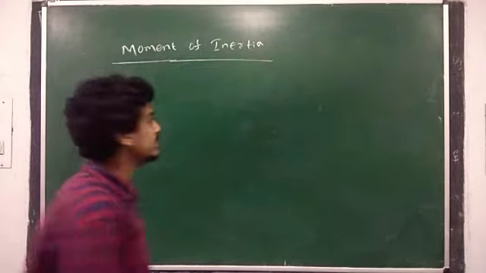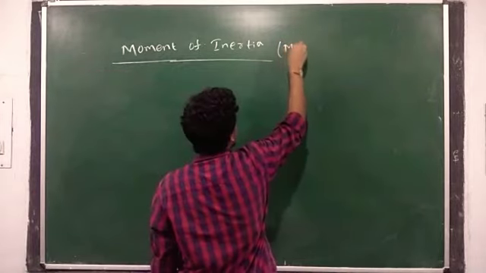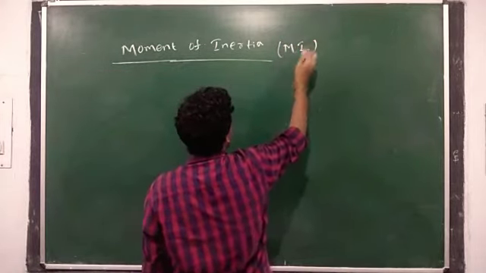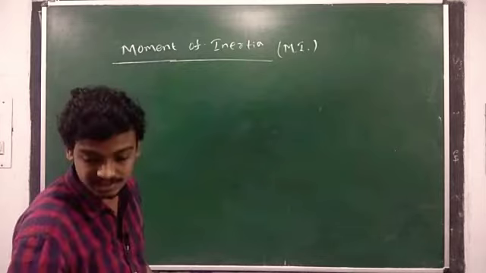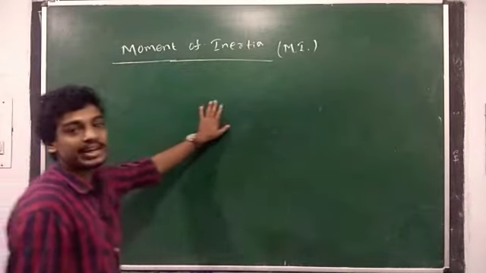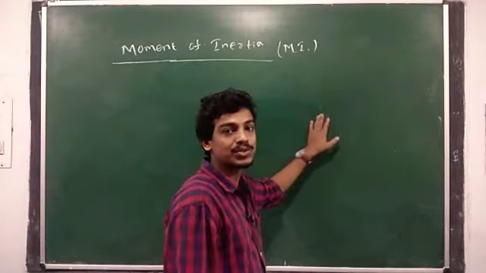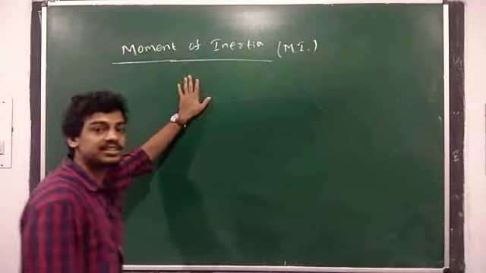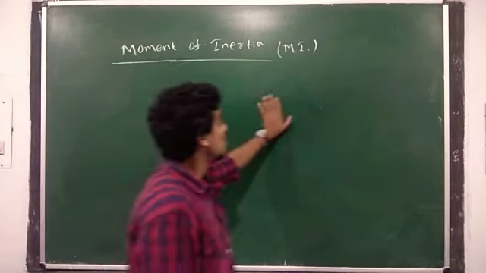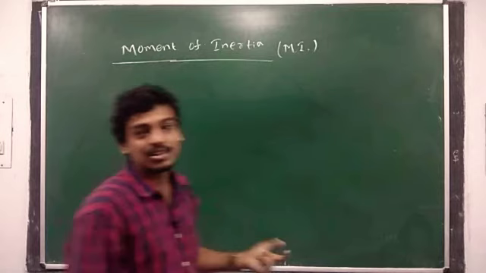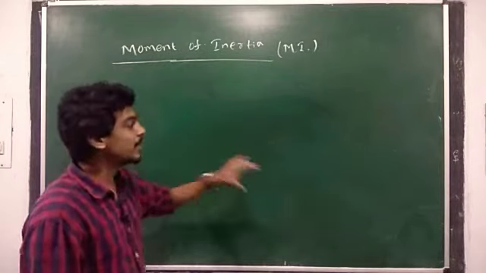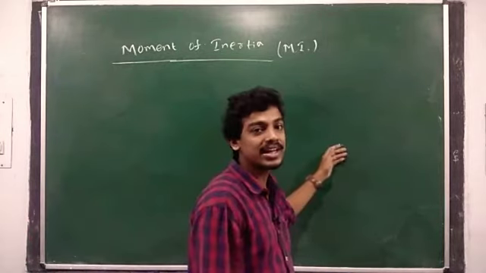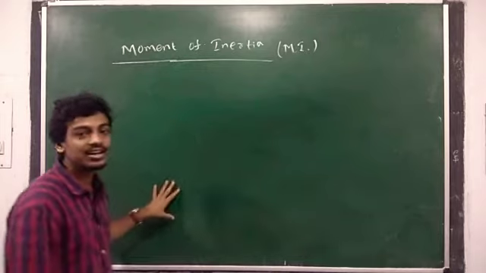Okay, moment of inertia, you can write MI, also you can write moment of inertia. In engineering mechanics you already studied what is force, what is moment. Moment of inertia also you have studied. So moment means what? Any force into perpendicular distance to the line of action. So that will give you the moment.